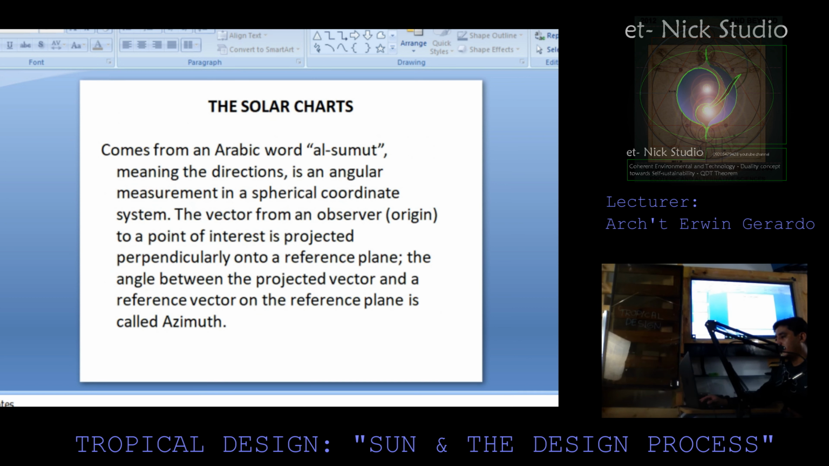The term azimuth comes from the Arabic word meaning direction. It is an angular measurement in a spherical coordinate system. The vector from an observer or the origin to a point of interest is projected perpendicularly onto a reference plane. The angle between the projected vector and a reference vector on the reference plane is called the azimuth.